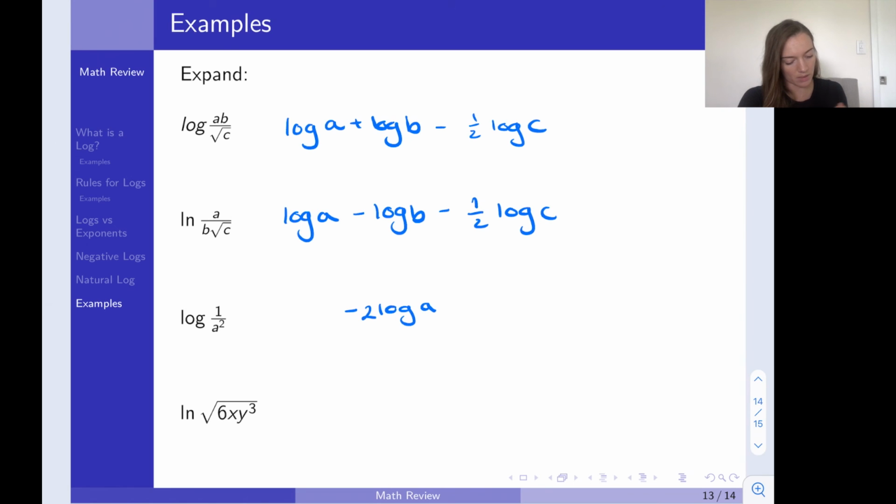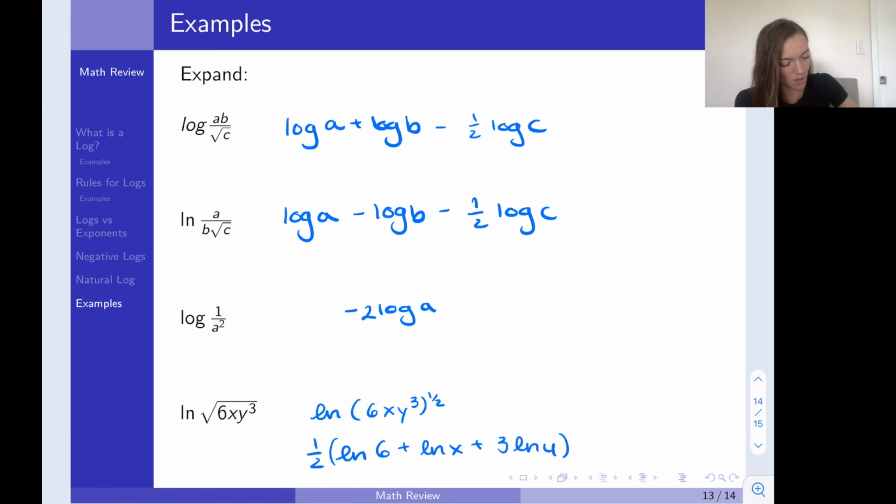All right, and now our last one, we have a natural log. So natural log uses the exact same rules as log. So we have ln, we'll write this as 6xy cubed. And then that whole thing is in a square root, so it gets a power of 1/2. So we can rewrite this as 1/2 ln 6 plus ln x plus 3 ln y. And then if you want, of course, you could distribute out this 1/2 to each term. So you'd have a 1/2 in front of the ln 6, 1/2 in front of ln x, and 1/2 in front of 3 ln y.